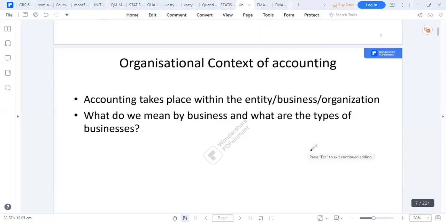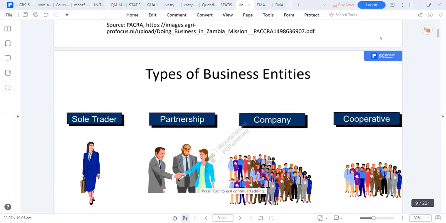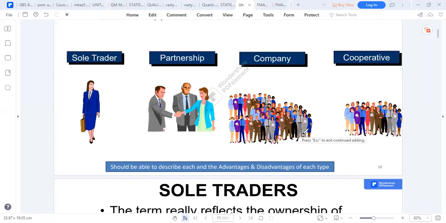So the users of financial accounting information can be grouped into 2, internal and external users. Before I go to the users, we must understand that business entities can be categorized into 4 main: trusts, cooperatives, business names, partnerships, and also companies. So who is a sole trader? What is a partnership? What is a company and cooperative? In your own definition, quickly, can you give me the definitions of these important people, their advantages and disadvantages.